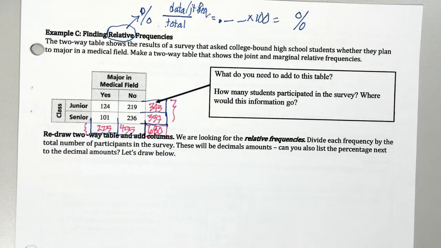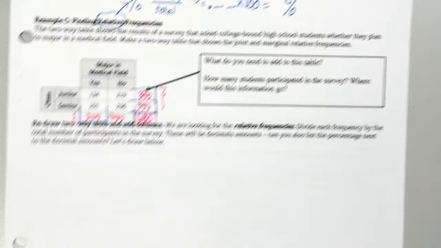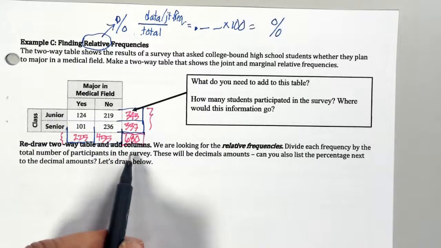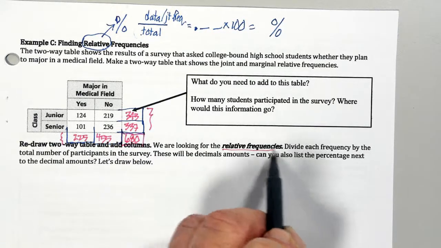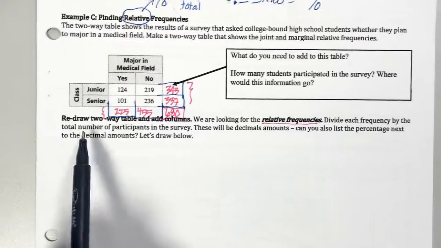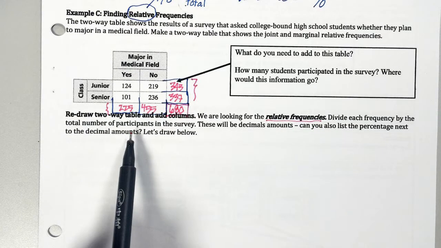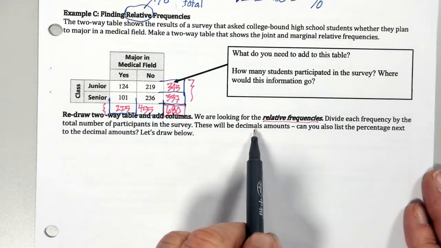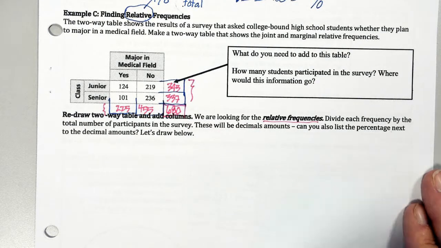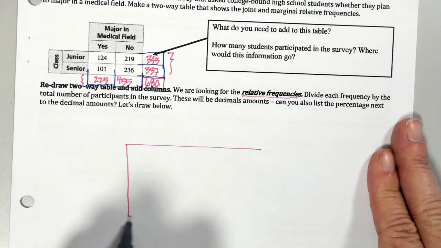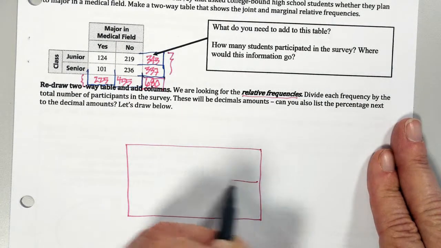All right, so now I'm going to redraw my two-way table and add columns. We're looking for the relative frequencies. What that means is I'm going to divide each frequency by the total number of participants in the survey. From there, I'll have decimal amounts, which will also allow me to list my percentages. So I'm going to sketch this out quickly.